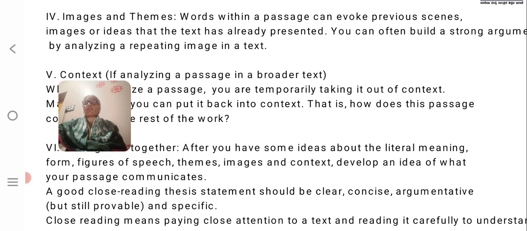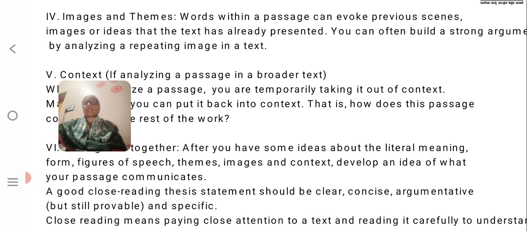Another element of close reading is analyzing the passage in a broader text, that is the context. When you analyze a passage, we are temporarily taking it out of context. Make sure that you can put it back into context. That is, how does this passage connect with the rest of the work, rest of the text?